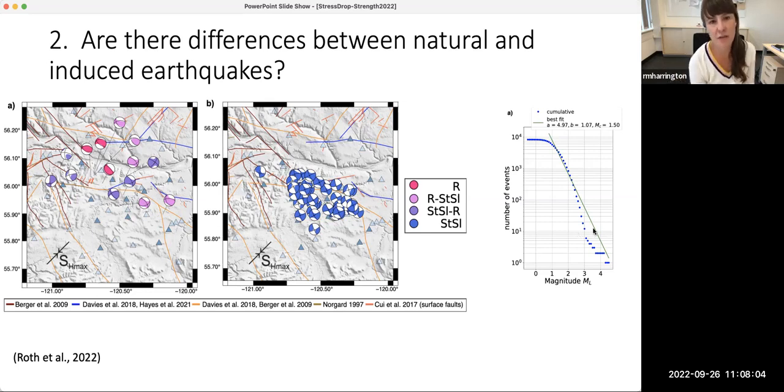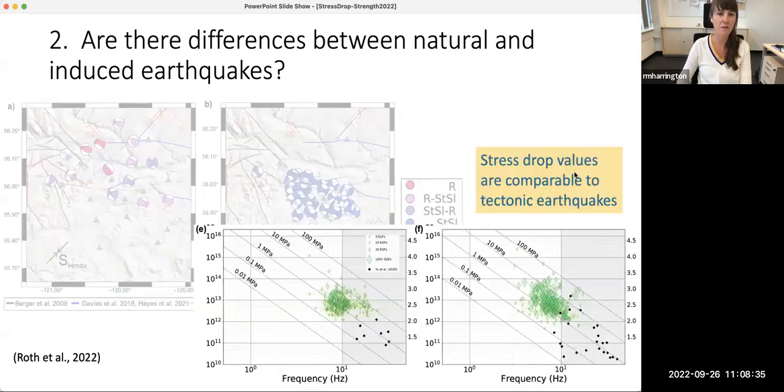And just as a quick check, we also looked at the Gutenberg Richter distribution and find that these events tend to follow a standard Gutenberg Richter distribution. Maybe there's a little bit of depletion here in the higher magnitude ranges, but again, this is only a 3-year period, and so I wouldn't read too much into it, but the b value seems to be around 1 for this distribution of the events.